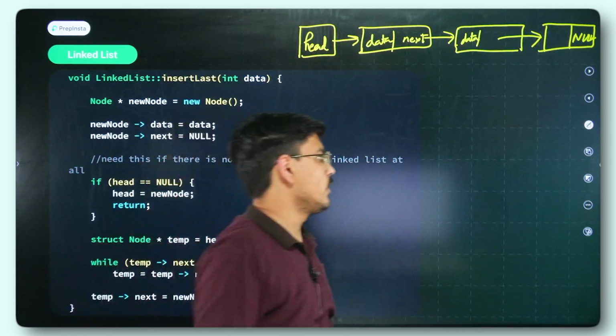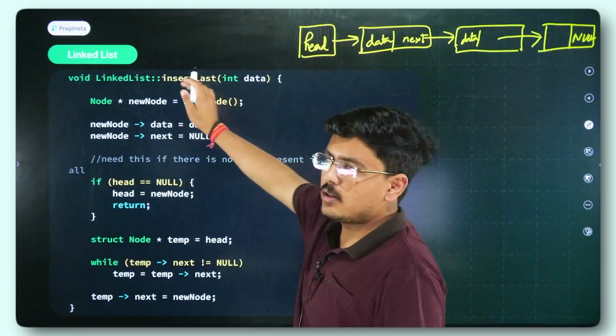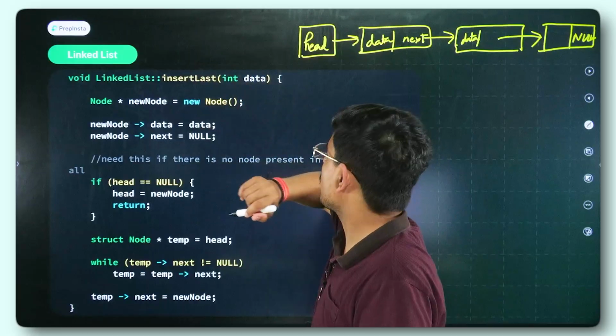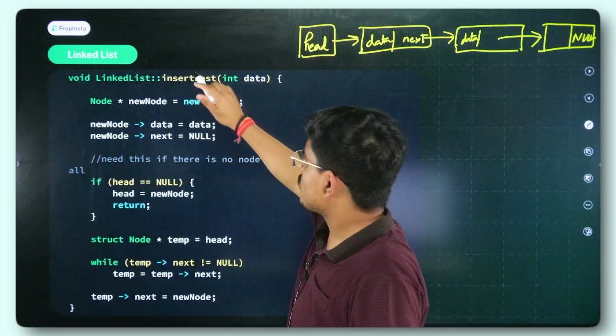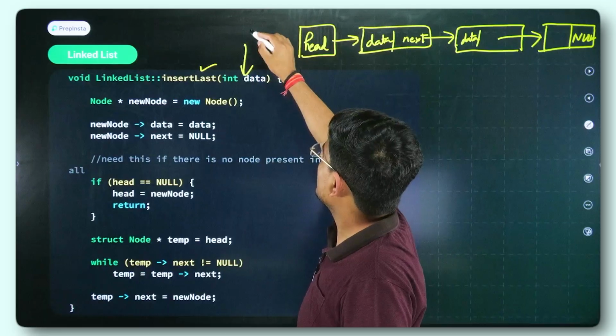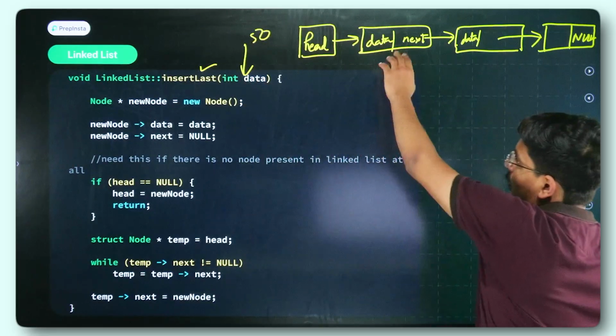So let's see how we can add it using code. First of all, I'll declare this function. I've already declared it in the last code, so you have to check out the first part for this. Here I'm defining this function insert last. It will take some data as the input. Say integer data is 50 that I want to add. This would be the data part of the node.